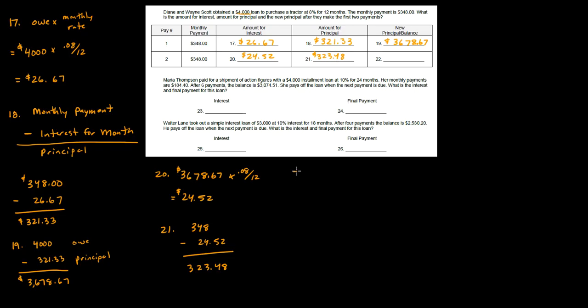So now I have to figure out, what's my new balance? What was my previous balance? How much did I owe at the beginning of the month? At the beginning of the month, I owed $3,678.67. Did I reduce the amount that I owe? Yes, I reduced it by $323.48. So I take the amount that I owed at the beginning of the month, subtract the amount that I paid off during the month, and the difference is $3,355.19, which is what the new balance is.